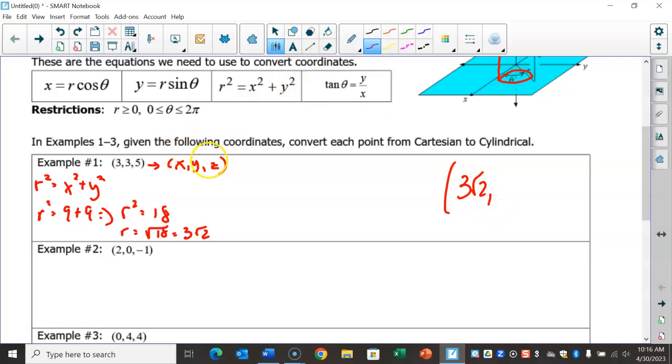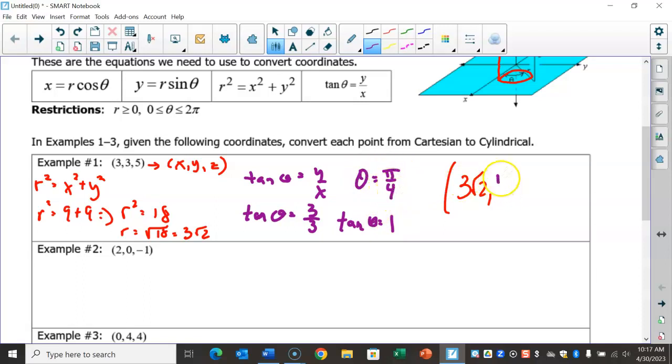Then we look at theta, and we're going to use this equation right here: tangent of theta is equal to y over x. Replacing y with 3 and x with 3 as well, we get that the tangent of theta is equal to 1. We also remember that we are in quadrant 1 here, so positive, positive, positive. So we want where tangent is positive 1 in quadrant 1, and that's where theta is equal to pi over 4. That gives us the theta coordinate for this example.